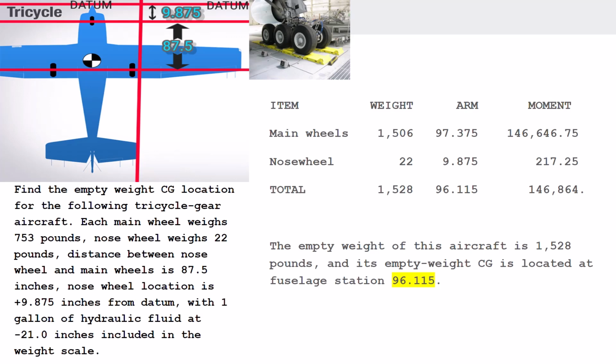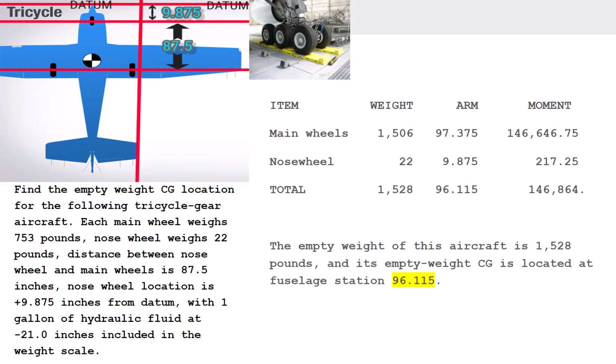main wheels are spaced out from the nose wheel 87.5 inches, as you can see in this diagram. So if you add up 9.875 to 87.5, we get an arm for the main wheels at 97.375.